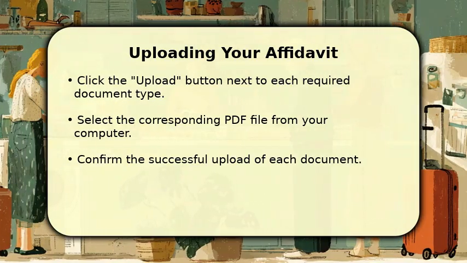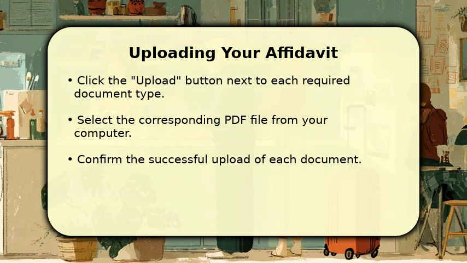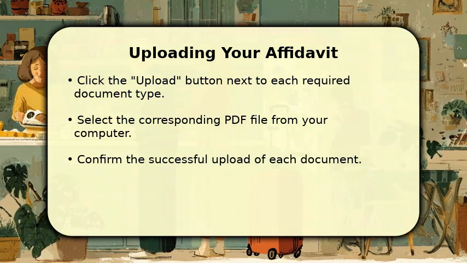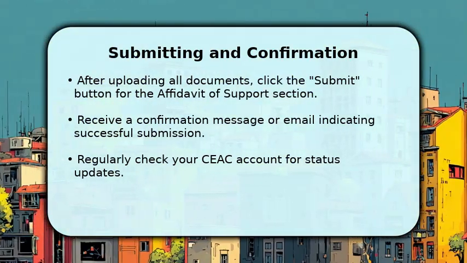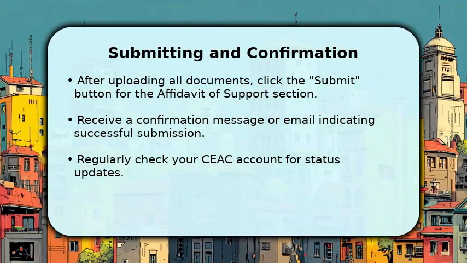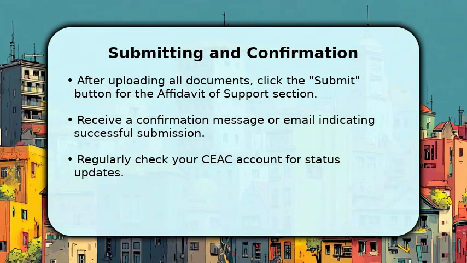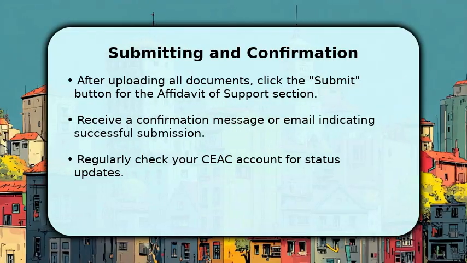Take a moment to review all uploaded documents to ensure they are accurate, complete, and clearly visible, preventing any potential delays in your application. Once all your documents are successfully uploaded and reviewed, the final step is to click the Submit button for the entire Affidavit of Support section. You should then receive a confirmation message on screen or via email, acknowledging your submission.